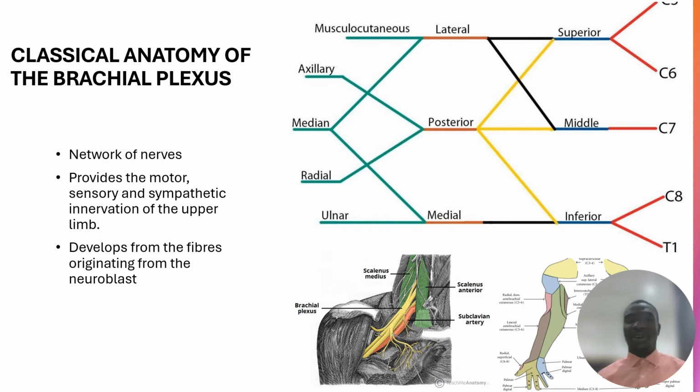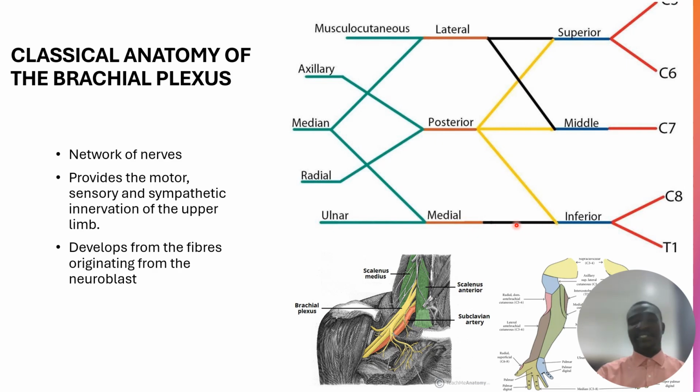And these roots go on to form three trunks: the superior trunk, the middle trunk, and the inferior trunk, as you can see in the picture right here. The first two nerves, C5 and C6, form the superior trunk. C7 continues as middle trunk, while C8 and T1 form the inferior trunk. Each of these trunks forms anterior and posterior divisions, as you can see right here, superior having the anterior and posterior, middle having its own anterior and posterior, and also the inferior dividing into anterior and posterior divisions.